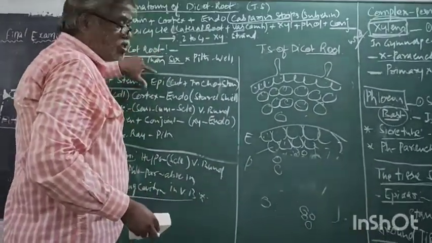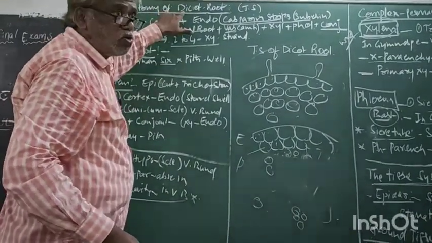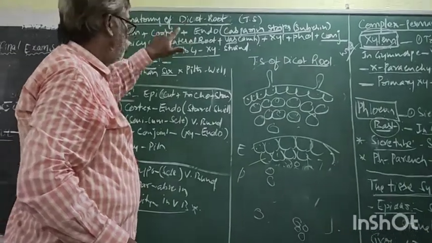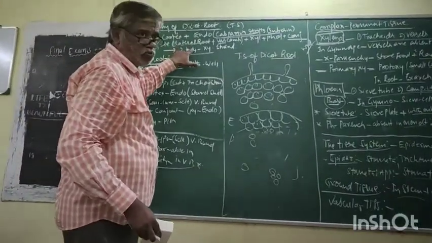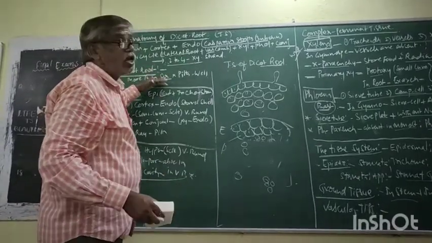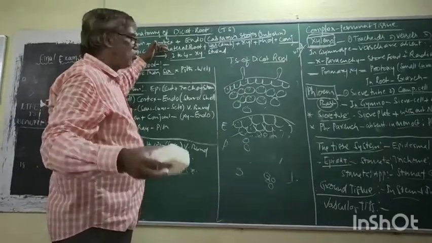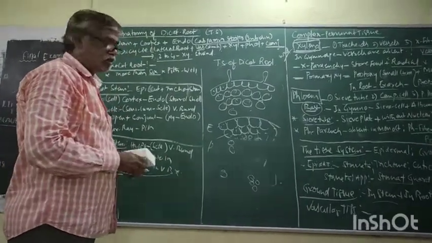Now the differences between dicot root and monocot root. Dicot root: xylem strands minimum 2, maximum 4. But here, minimum 6, hence it is polyarch. Dicot is tetrarch, 4. Now come to the dicot stem.